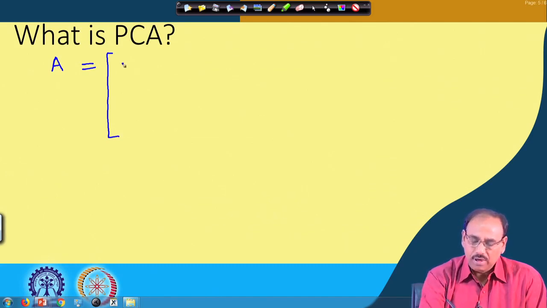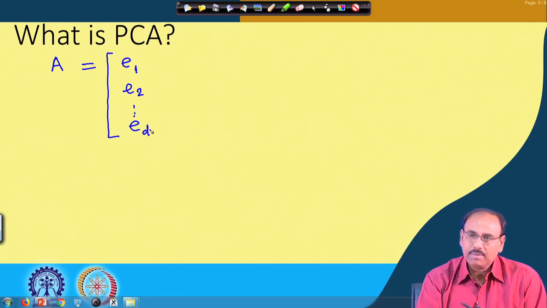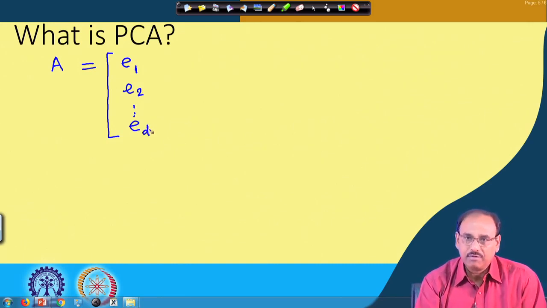So, the first row in this transformation matrix is E1, the second row is E2, the last row is ED. You remember that we had D number of eigenvectors as our input vector is of dimension D.